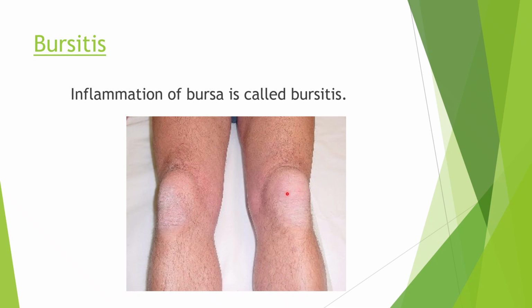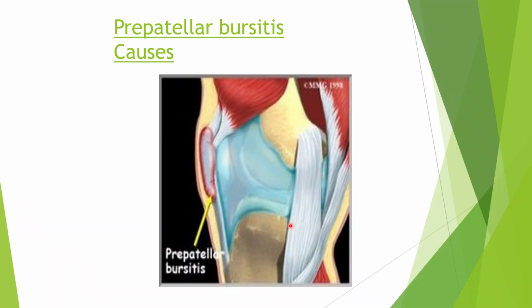Inflammation of the bursa is called bursitis. Bursae are fluid-filled sacs to avoid friction during movement. You can see the inflammation of the bursa causing the bursitis. This is prepatellar bursitis, commonly called housemaid's knee. The maid uses this bursa frequently and there is friction over this bursa during mopping. Hence it's called housemaid's knee.